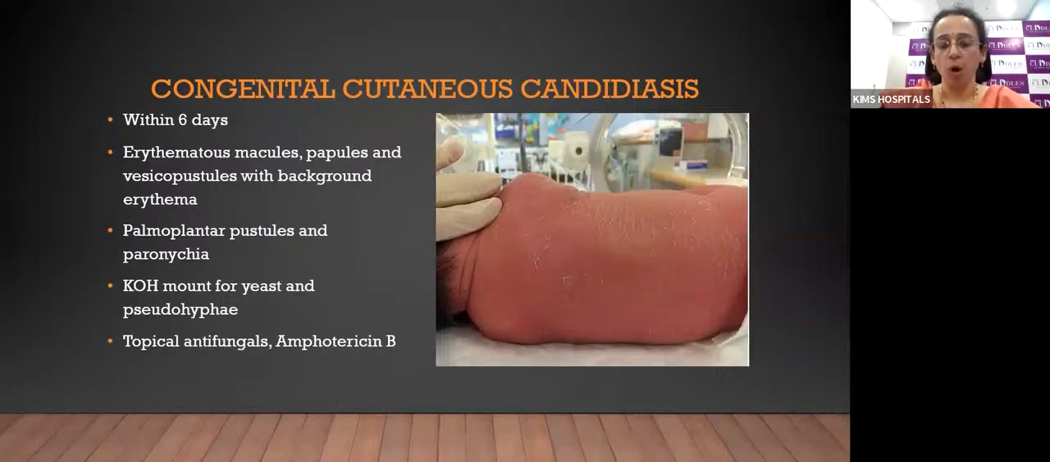If we do a KOH mount from these lesions, we can see yeast and pseudohyphae. So this condition should be treated with topical antifungals and also intravenous amphotericin B to prevent systemic candidiasis and also control the symptoms of the same.